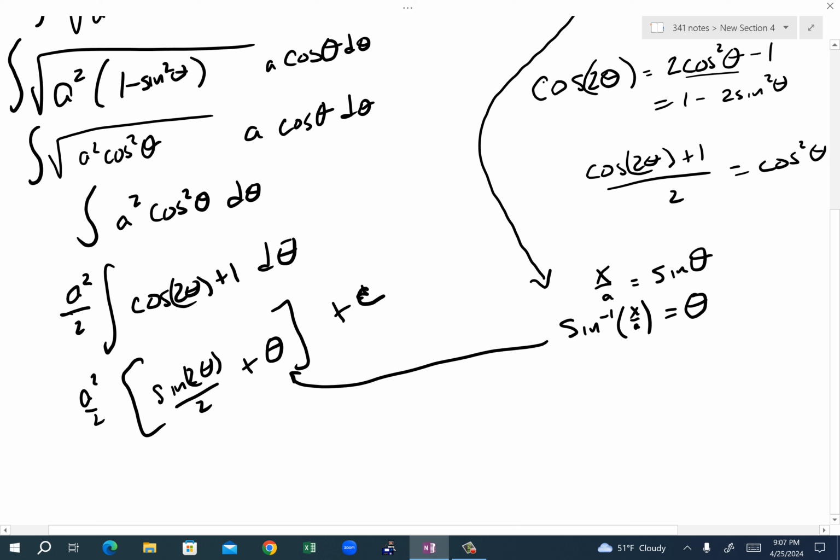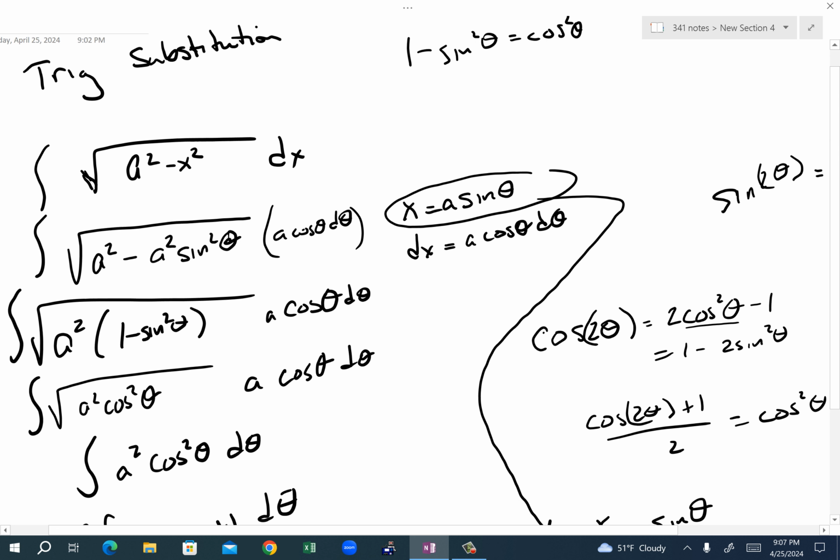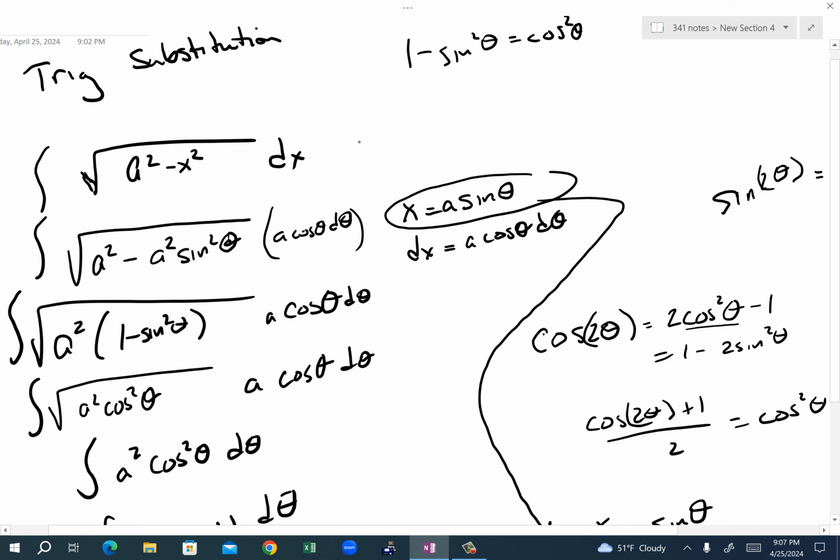Now, when we do this problem, we'll work backwards when we go back and put the x's in. But it's a big deal. Again, because we had this, we are going to make this substitution.